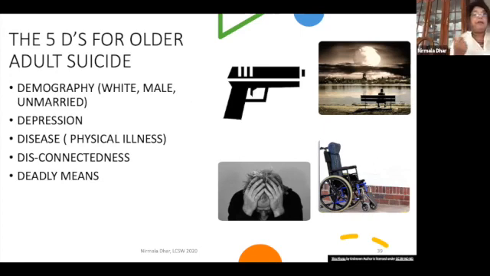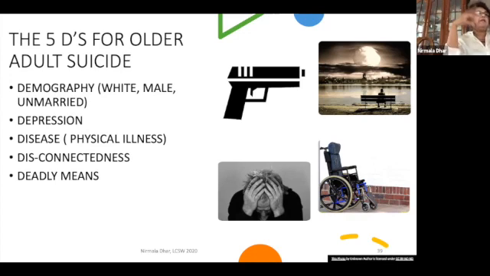They have depression. They have significant physical illness, so disease. They are disconnected, that means they're socially isolated or have very low social networks, and they have access to deadly means. So more than half of these white males who commit suicide use a gun or firearms. So the 5 Ds are demography, depression, disease, disconnectedness, and deadly means.